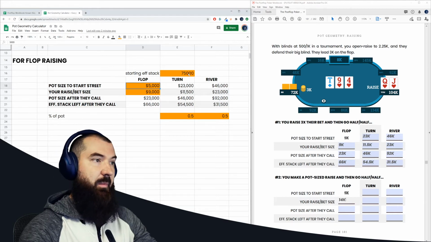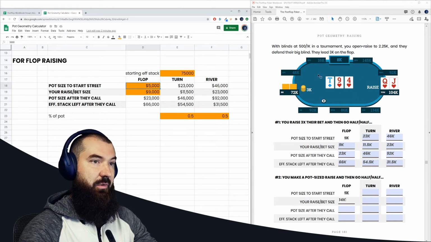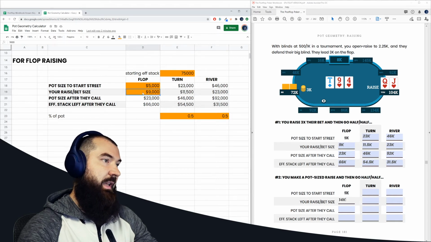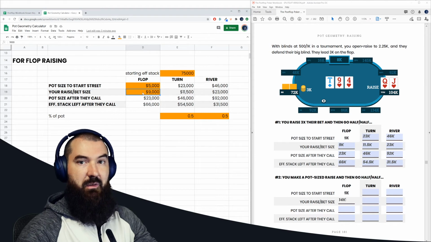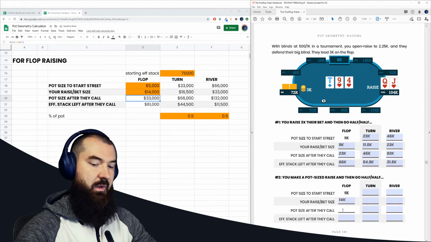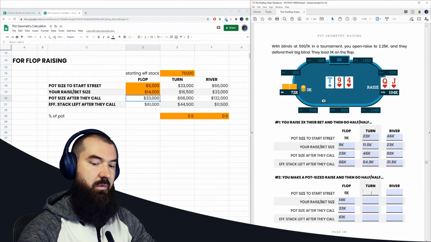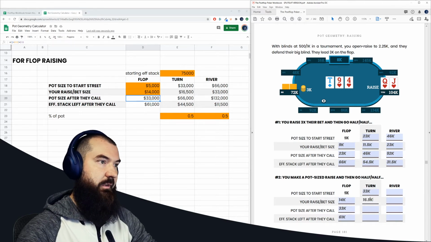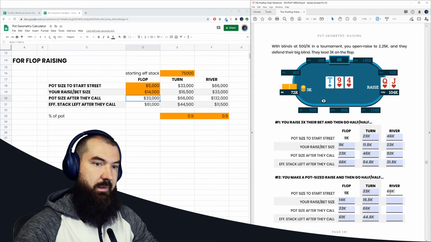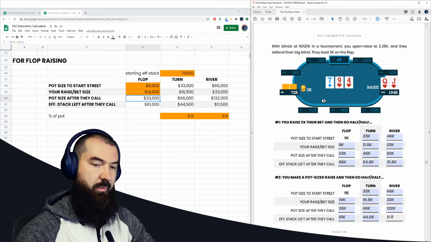Everything pretty much stays the exact same, right? The effective stack doesn't change. The pot size to start the street doesn't change because, again, we're still looking at this exact spot. We're still betting half-half on the turn and river, so those are both still 0.5. The only thing that really changes is our flop size when it comes to that raise, and that's 14, like we just discussed. Excellent. Now everything else we can start filling in, and let's do that real quick. So 33, 61, 33, 16.5, 66, and 44.5, 66, 33, 132, and 11.5.